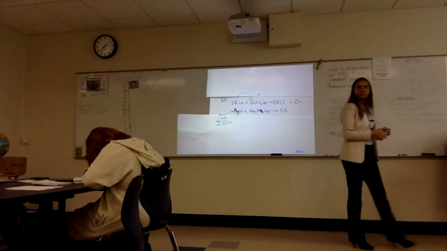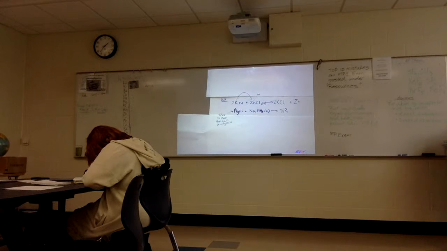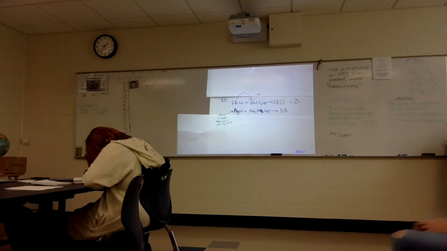So let me go back to the first one. Why did the first one react then? Because it was higher than the other one. The potassium was higher than the zinc. So on a test, you will be given that activity series. You always have to look at that for single displacement.